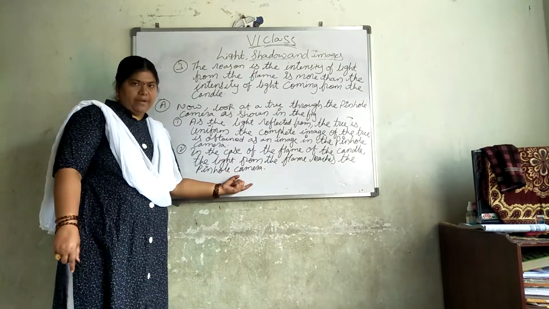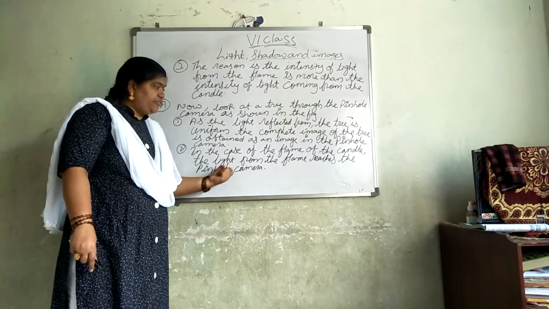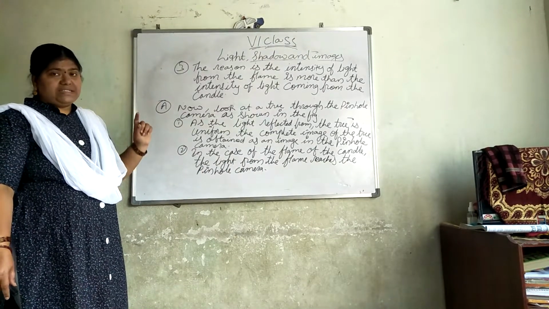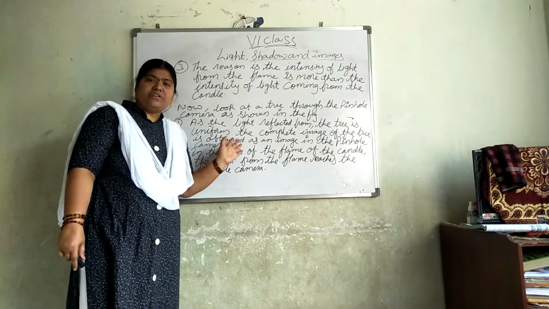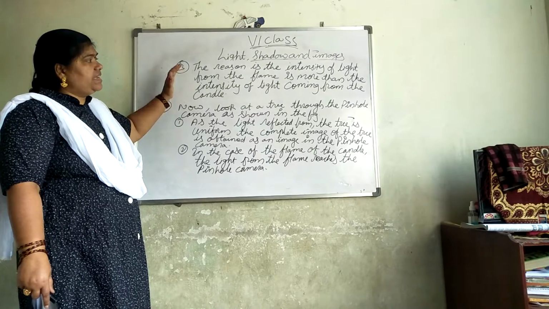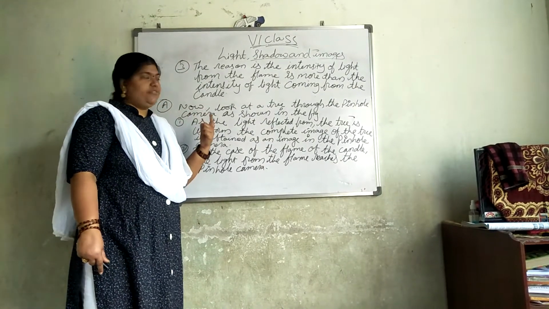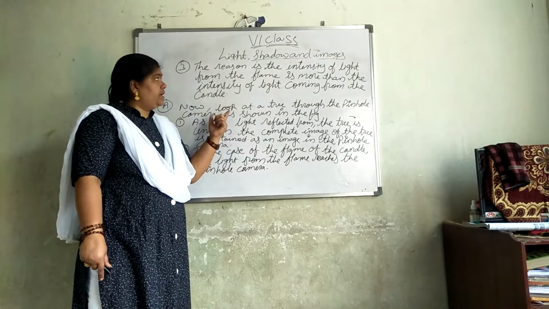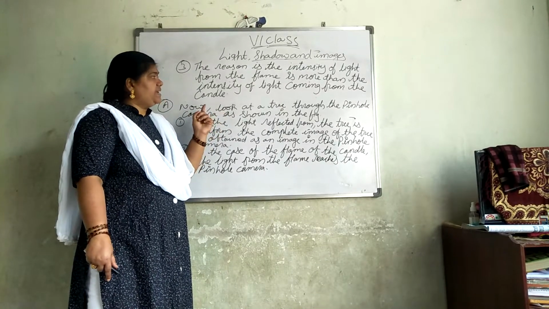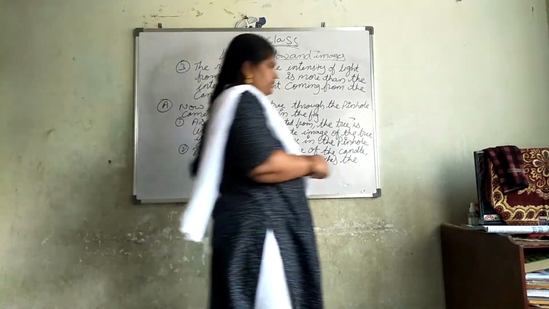reaches the pinhole camera. Catch the point here. In the case of the flame of the candle, the light from the flame reaches the pinhole camera. So why can we see the full image of the tree but only the flame of the candle? The reason is the intensity of light from the flame is more than the intensity of light coming from the candle. Did you catch the point? Let us go for the next one.